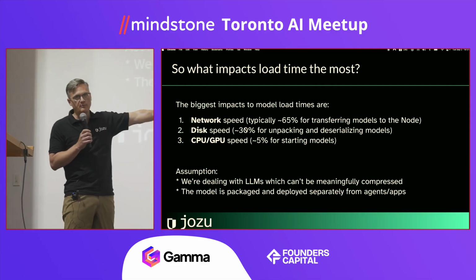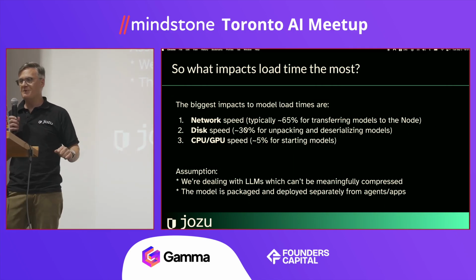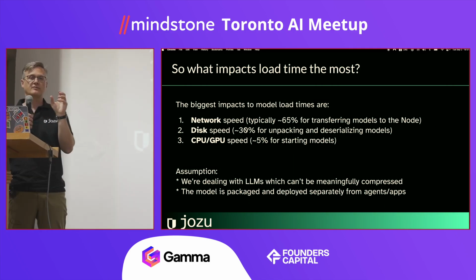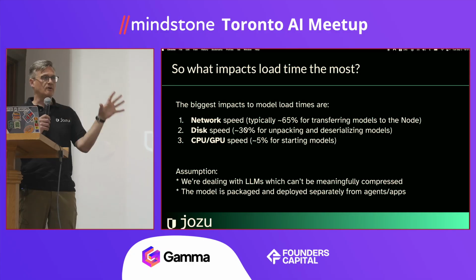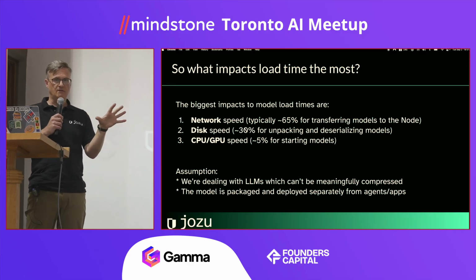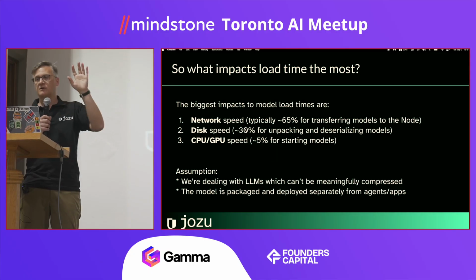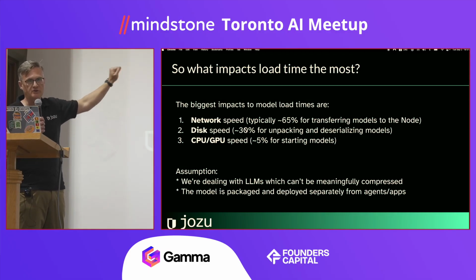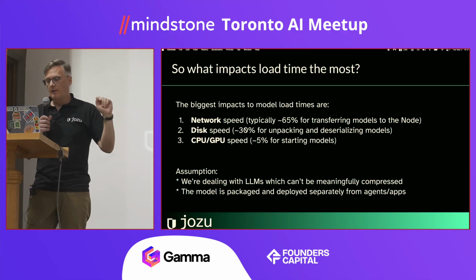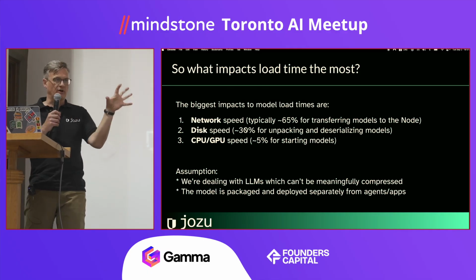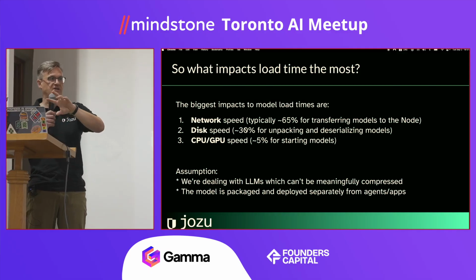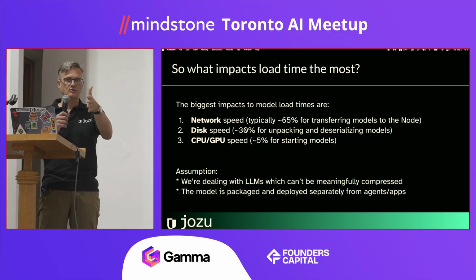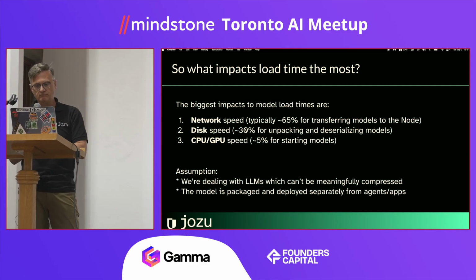Now, a couple things I'm going to focus on here. We're going to talk about LLMs. LLMs can't be meaningfully compressed. There are lots of predictive ML and other workloads that are AI and ML related that can be compressed, and that's going to radically change kind of how important some of these different resources are. The other thing is I'm not going to talk about mixing models and standard container apps. This is going to focus just on the model.